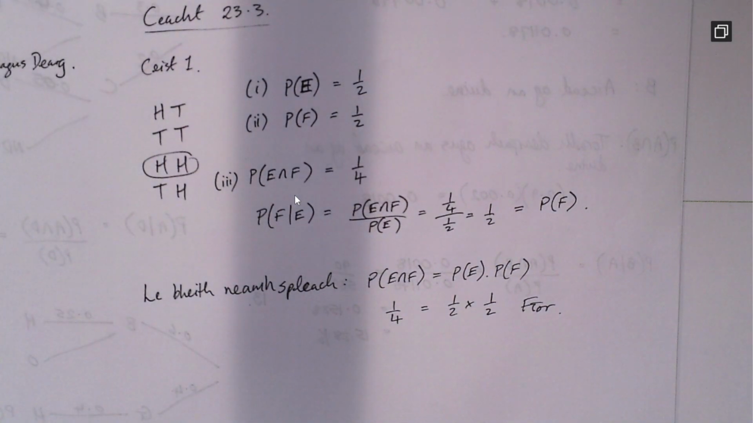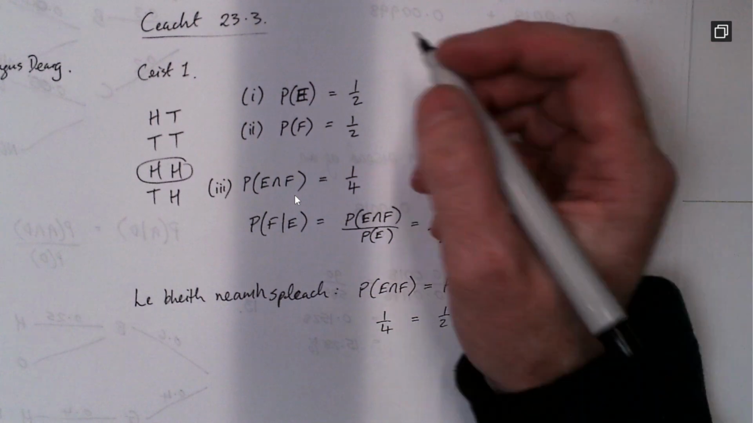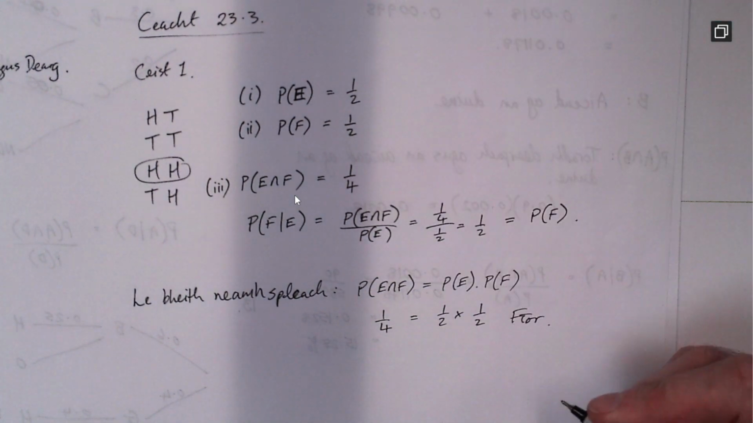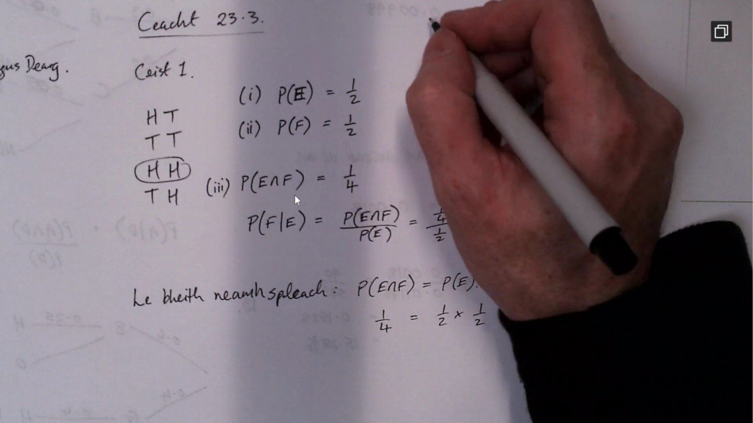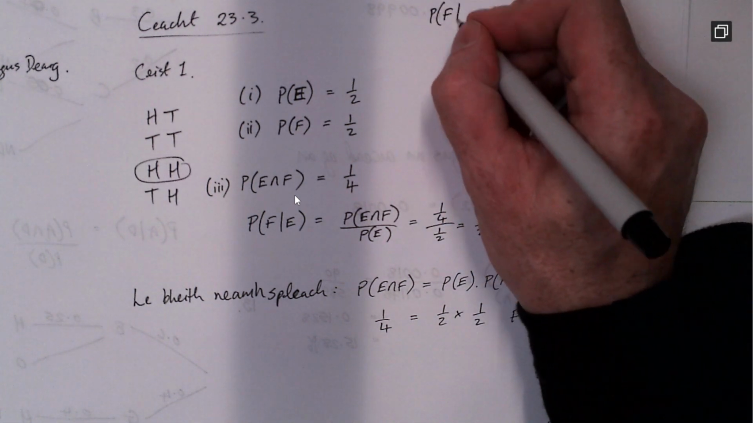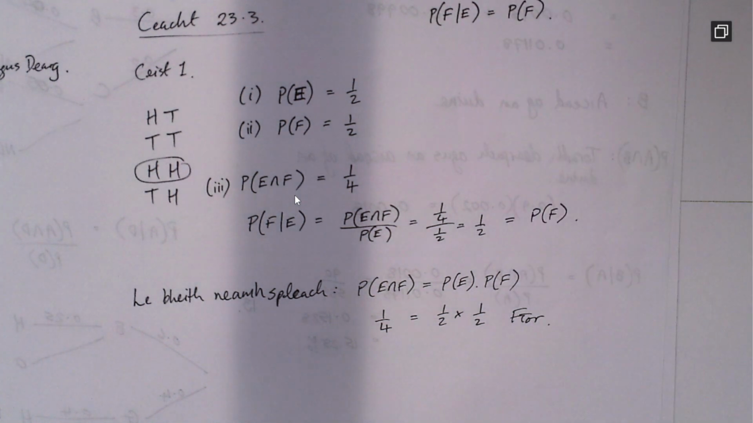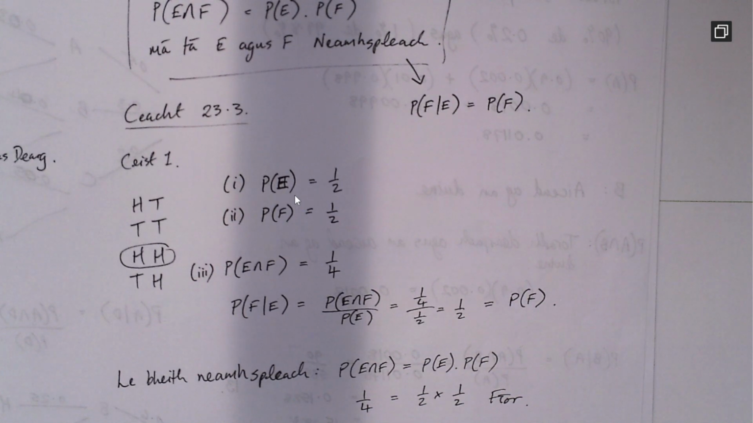So if the probability of F given that E has occurred is equal to the probability of F, then the events are independent.